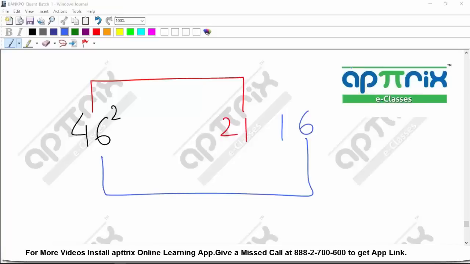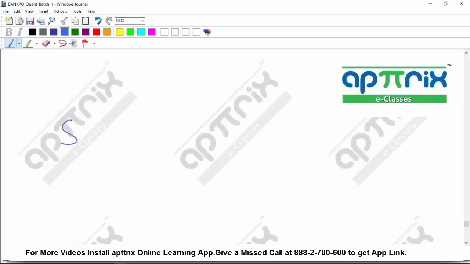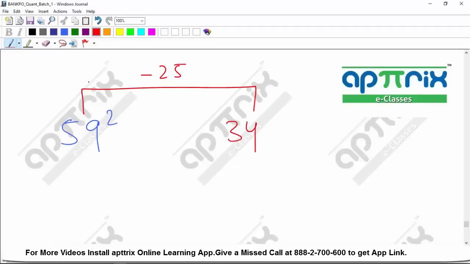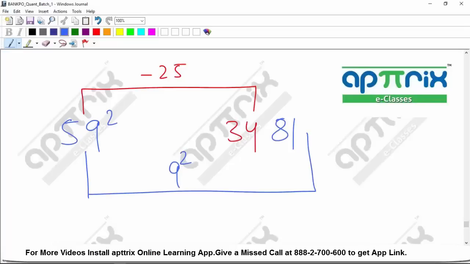If you want to find the square of 59, I'll show you even that. 59 square can be written easily: first take the difference from 25, that will be 34, and then take the difference from 50, which will be 9, and 9 square will be 81. So the final value is 3481. It's very simple till now. If you have any doubt, you can ask me. I think no problem at all till now.